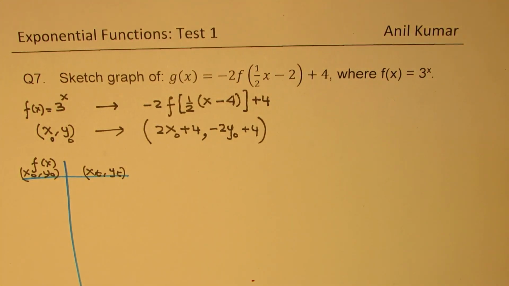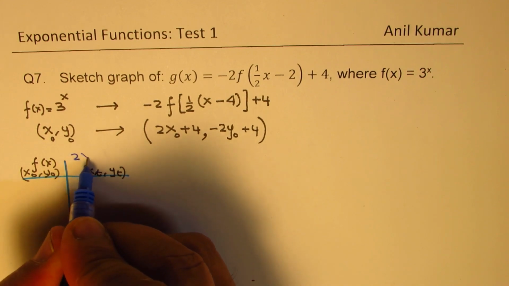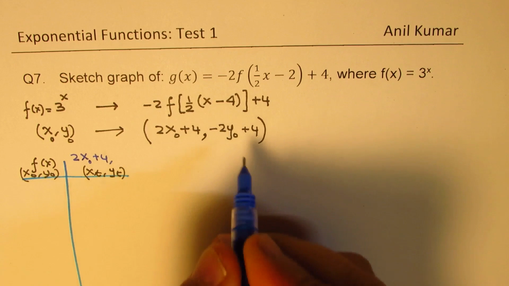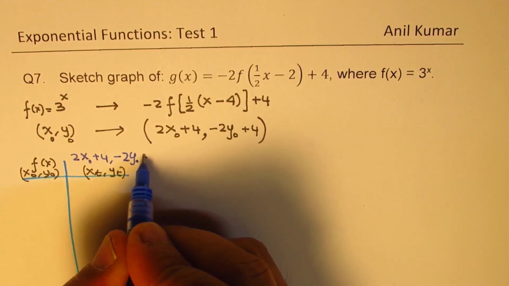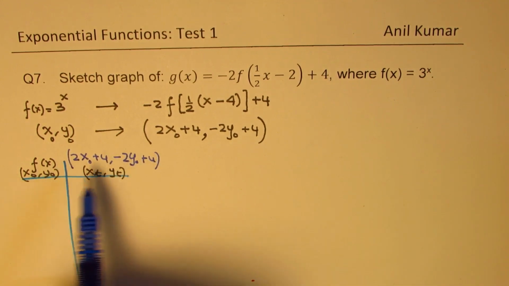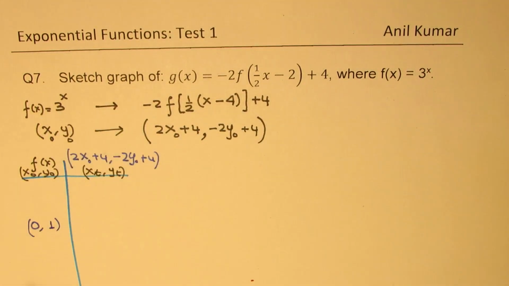Let me rewrite this. So to each value of x we'll multiply by 2 and then we'll add 4, correct? As far as the y is concerned, we'll multiply by minus 2 and then add 4, right? So that is the kind of transformation. Now one of the important points here is 0, 1. So if I use 0, the y-intercept is always 1. That is to say 3 to the power of 0 will be 1.